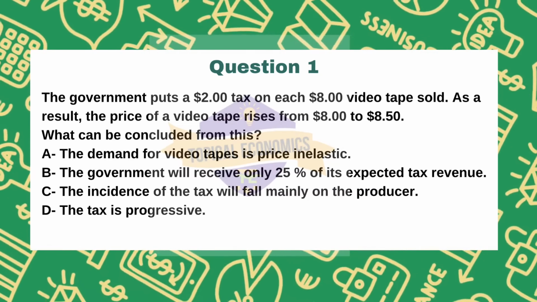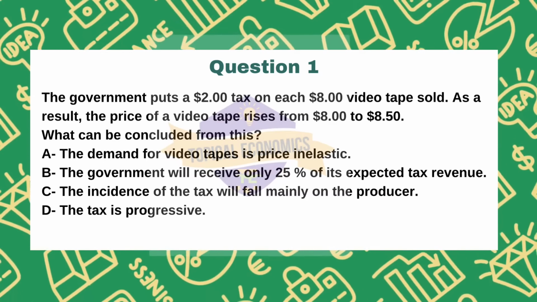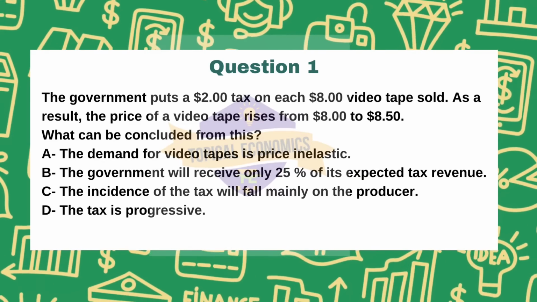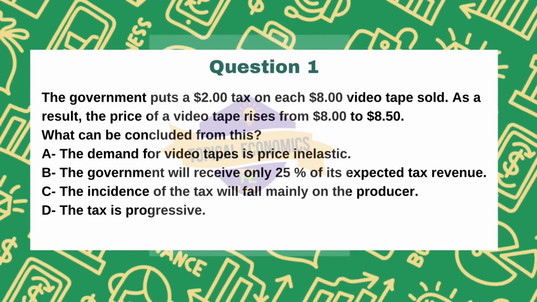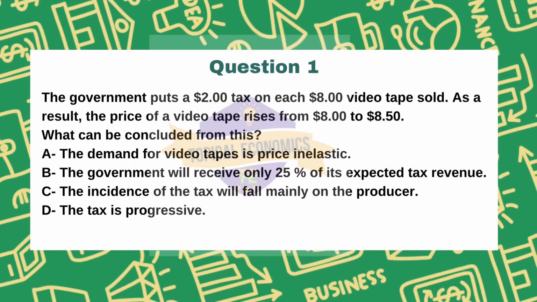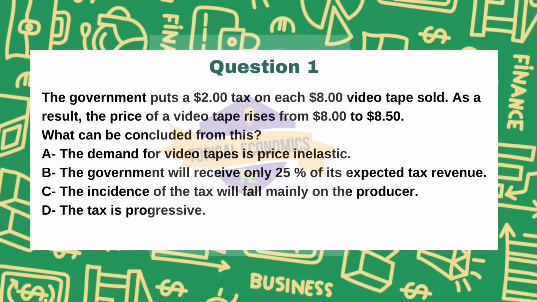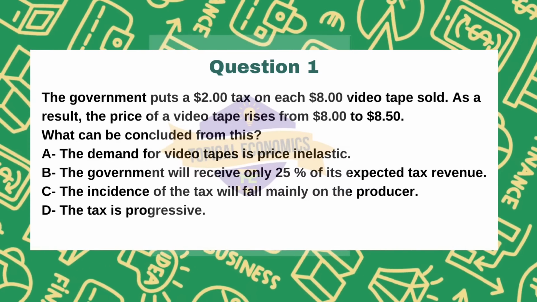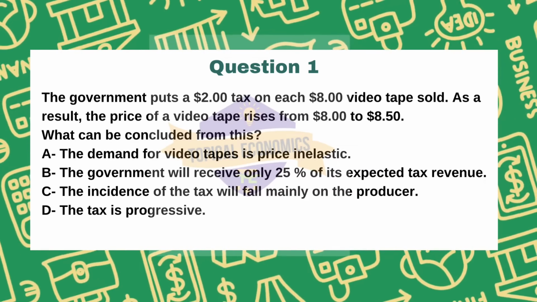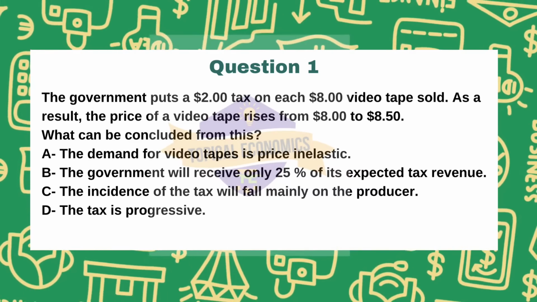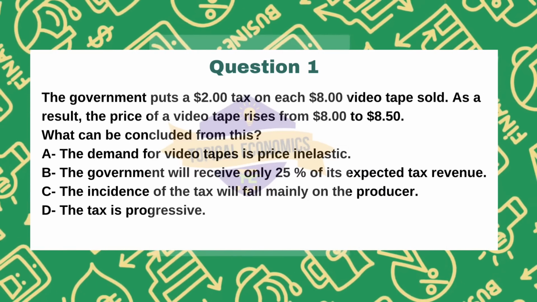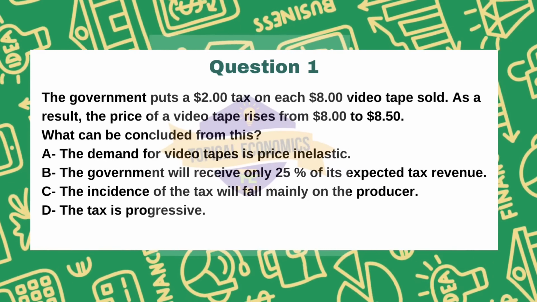The correct answer for this question is Option C. The incidence of the tax will fall mainly on the producer. The government imposed a $2 tax, but the price only rose by 50 cents, indicating that consumers did not bear the full tax burden. This suggests that the producer is absorbing most of the tax, implying that the incidence of the tax falls mainly on the producer. The demand for videotapes is likely elastic if the producers cannot pass the full tax onto consumers without significantly reducing sales. Let us analyze why the other options are not correct.